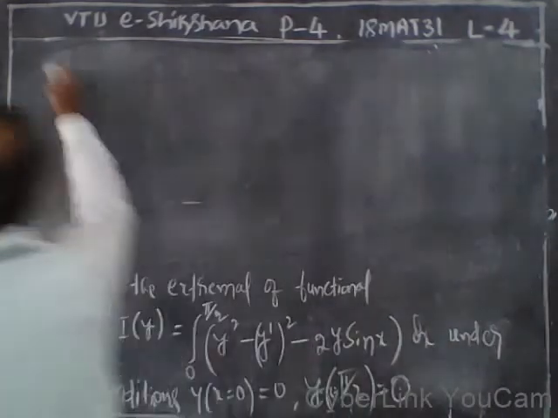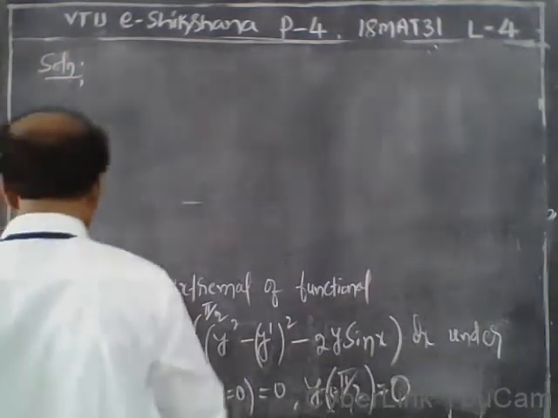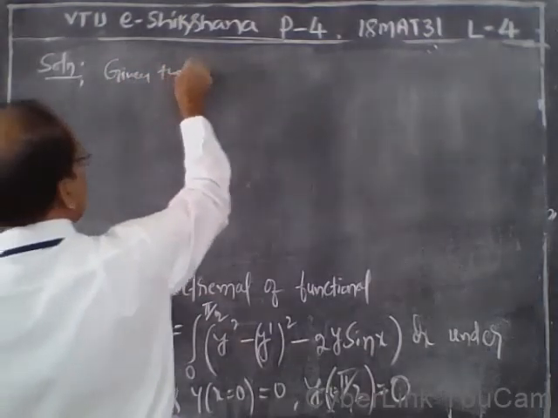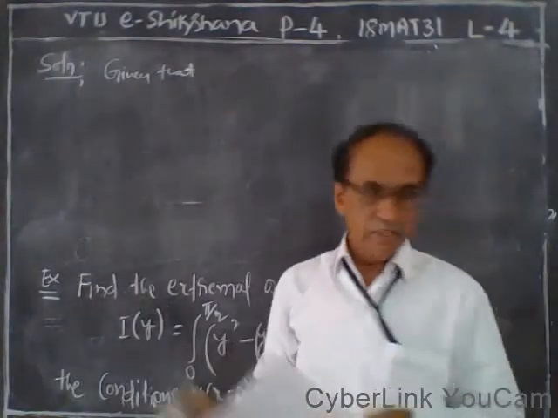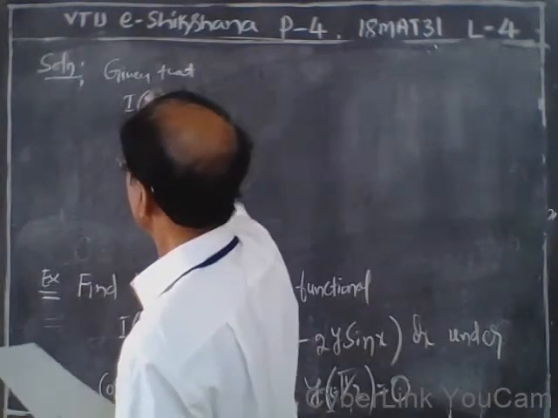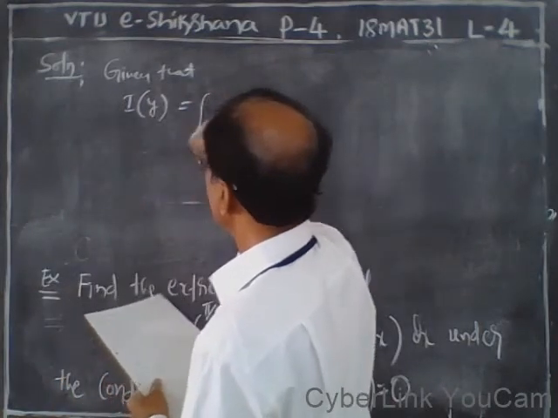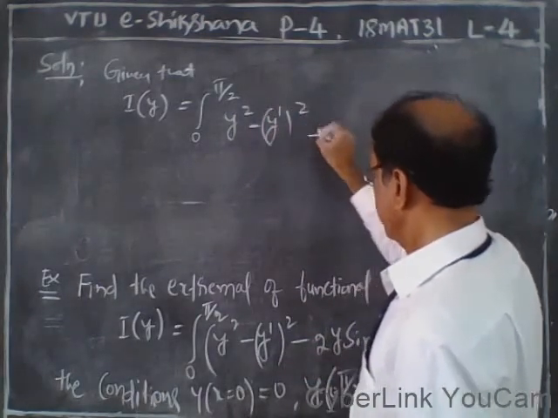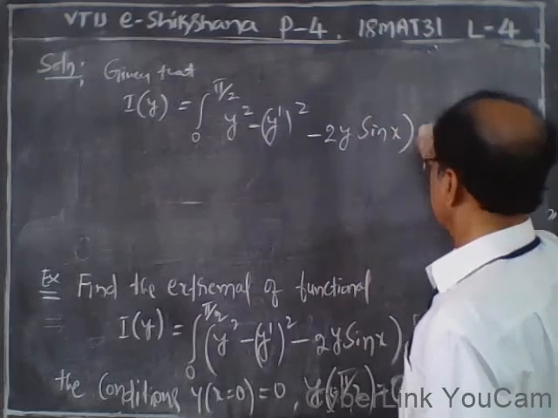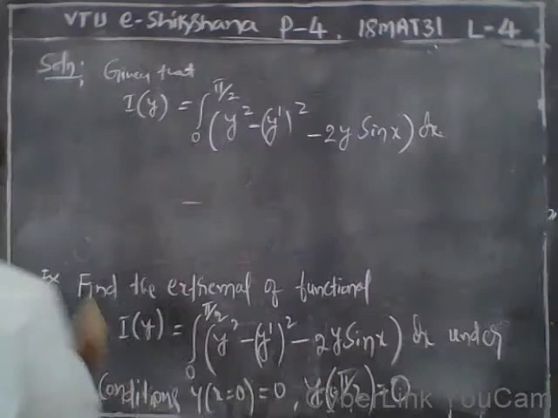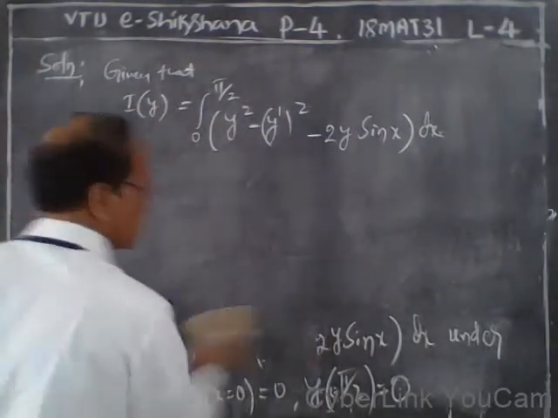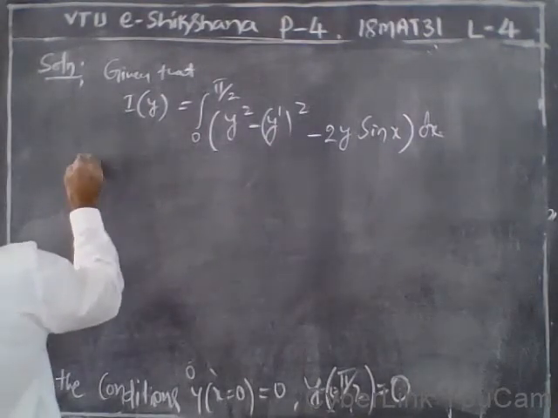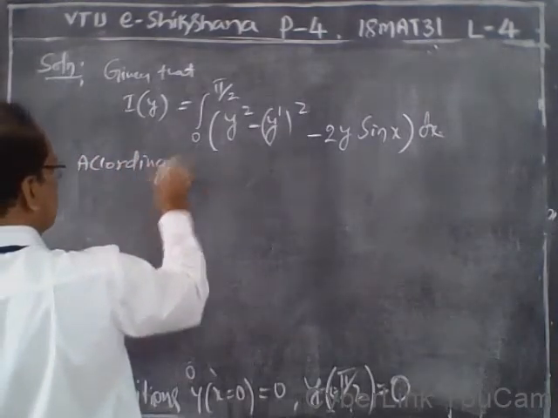Okay, then the solution of this problem will be, so first of all let us take the given integration. Given that we consider I of y is equal to the integral from 0 to pi by 2 of y square minus y dash square minus 2y into sine x, dx. Then according to Euler's equation.